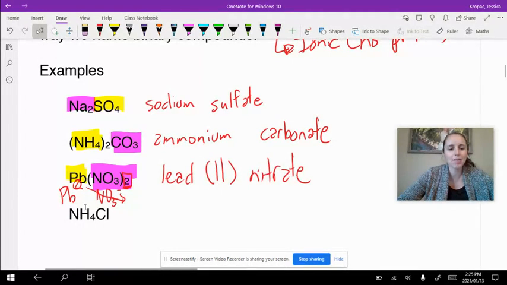This last example here, so again, I have 3 capital letters. I've got my N, I've got my H, and I've got my C in Cl. Now here, this is a bit of a tricky one. The reason why it's a tricky one is because our polyatomic ion is actually written first in this case.